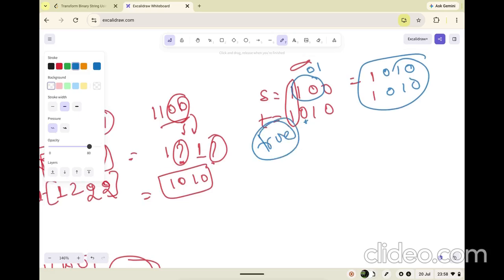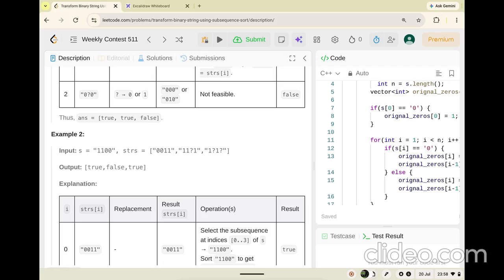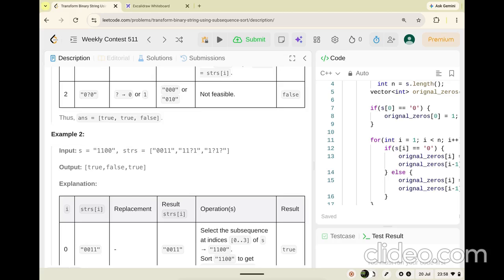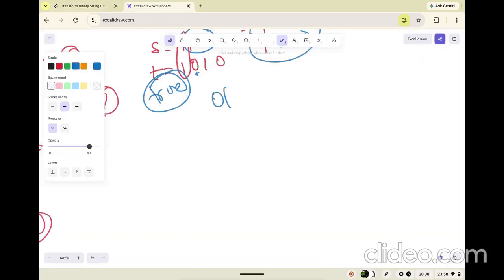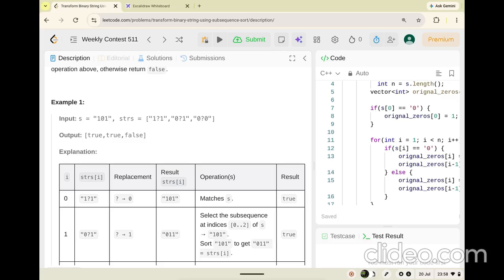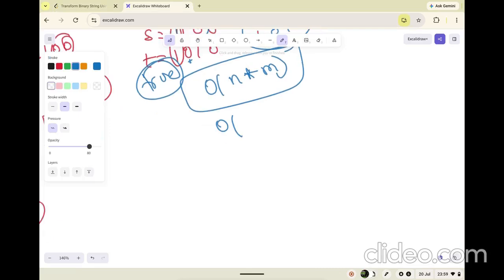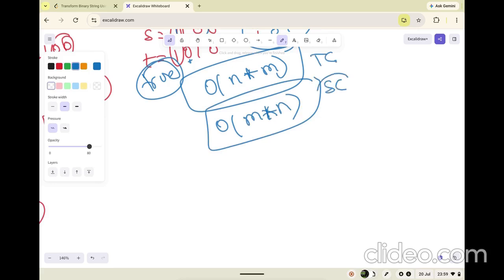So I hope the problem's solution was clear to you. Let's quickly look at the time complexity of the problem. Let's say we had n strings in my strs. On every string we are again running a for loop on the size of the string, so the time complexity is big O of n into m. And we are using a vector to store the prefix sum for every string, so the space complexity is n into m as well.